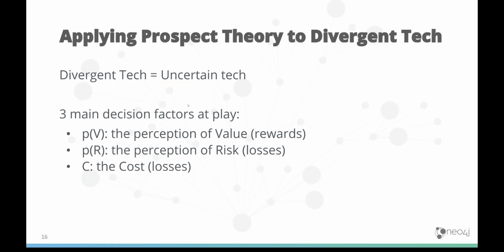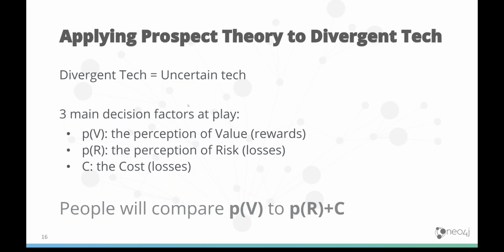So you're constantly going to be evaluating whether the perception of value, the rewards, which you're always going to be underestimating in circumstances of uncertainty, or the losses, which you're always going to overvalue in circumstances of uncertainty, which one of these is going to be bigger. This is the evaluation that you will make. This is the comparison that people will make. Is the perception of value going to be larger than the perception of risk plus the costs?